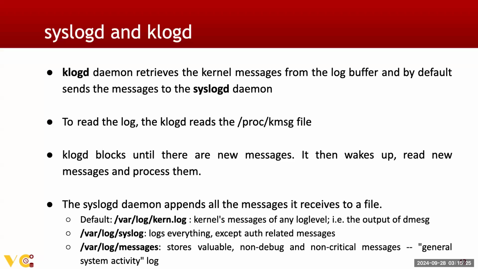It retrieves the kernel messages from the log buffer and sends them to the syslogd daemon. So these are two different daemon processes. And from where klogd reads these messages, there's a proc file called kmsg, kernel message, right? All the messages are dumped into this file. You can think of this as a data pipe, which essentially means that once the data is read from this file, it is no longer present there. It means you have read it and there's no need to keep redundant data in these files. Another property of klogd is that it just blocks until there are new messages.